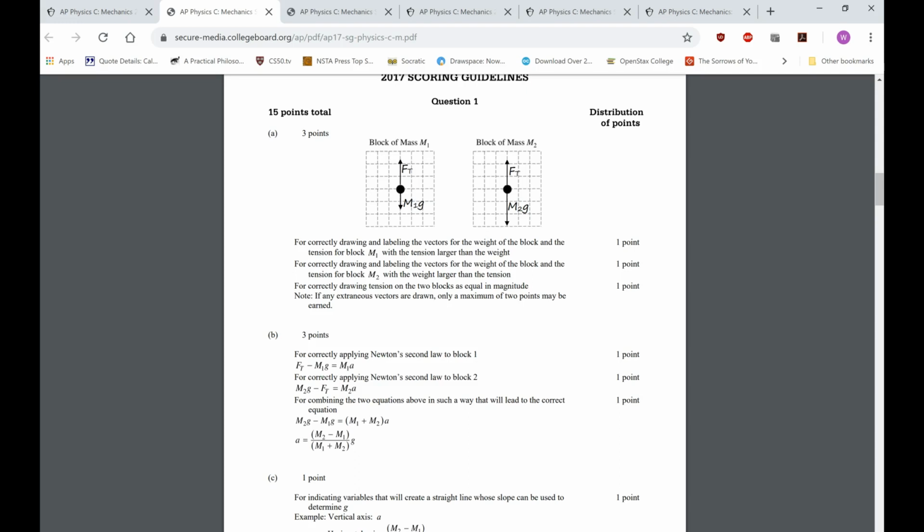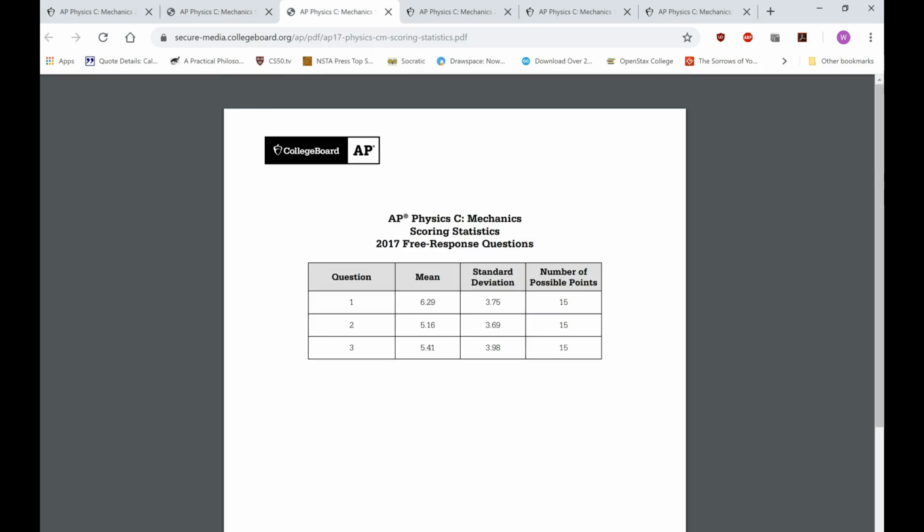All right. Then for combining the 2 equations above in such a way that will lead to the correct equation. So you have to write these 2, and then you have to combine them in a way that would lead there. So what that means is you don't actually have to simplify, I guess. You just have to write this sort of thing and then say, aha, that is what we were asked for. Okay, so those are the first 3, those are the 6 points. Now, the average I wrote was 6.3.